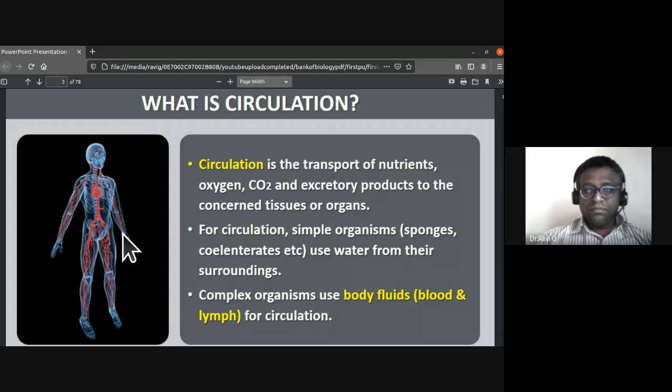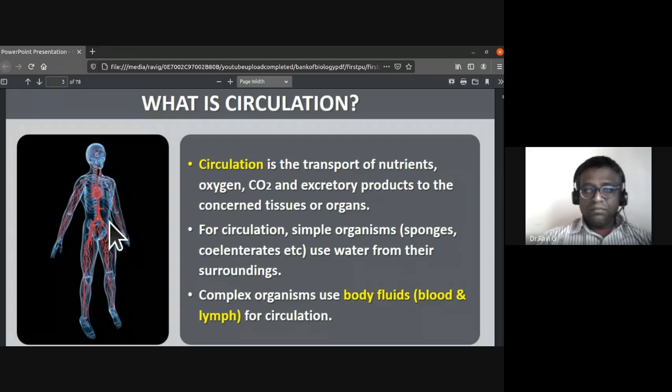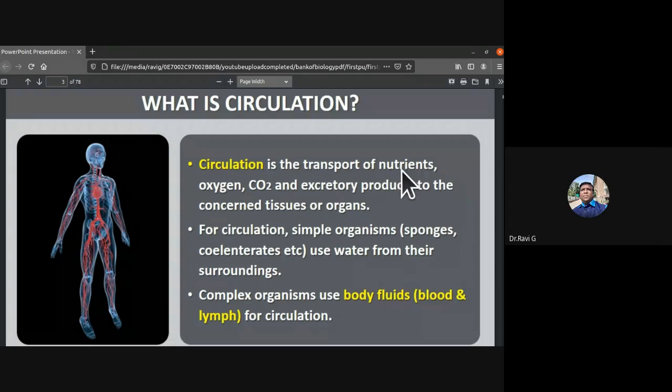In the context of kidneys, we are talking about urea-enriched blood or blood without urea. So whenever we are talking about impure and pure blood, let us understand this aspect of it. Circulation is the transport of nutrients, oxygen, carbon dioxide, and excretory products to the concerned tissues or organs.